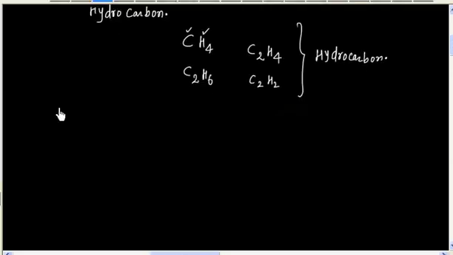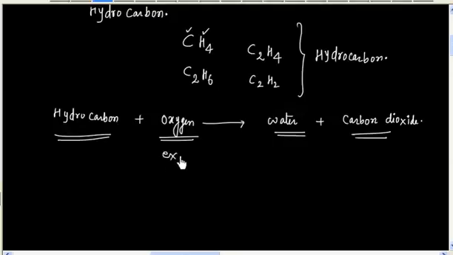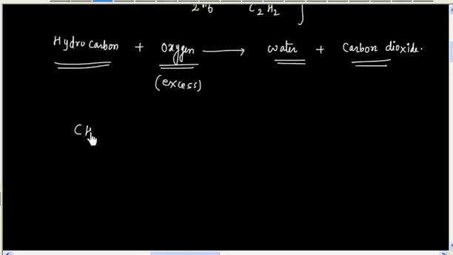When combustion of hydrocarbon takes place, and this is done in the presence of oxygen, it forms water and carbon dioxide. So whenever we have combustion of hydrocarbon, it will form water and carbon dioxide, and combustion is done in the presence of excess of oxygen. Let us say, for example, if I have CH4 and combustion of CH4 is done, we will have CO2 plus water.